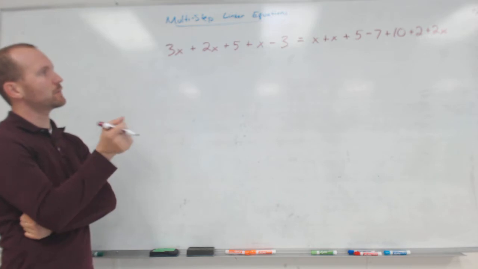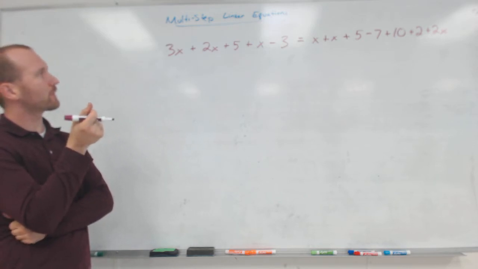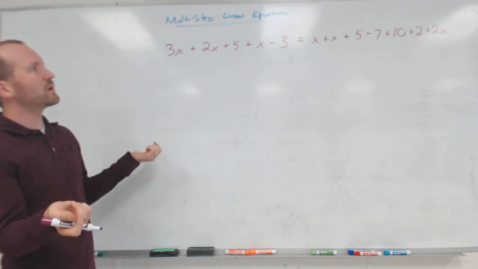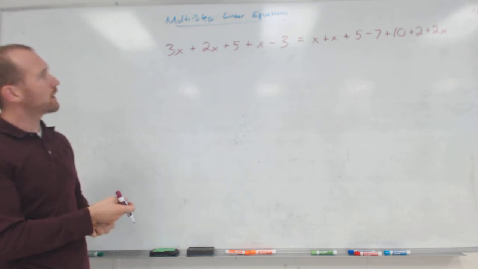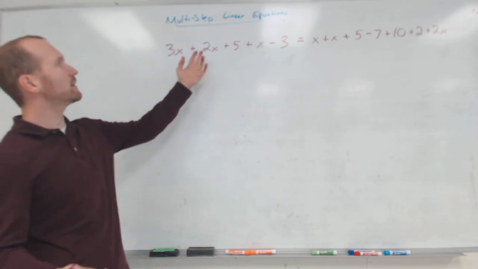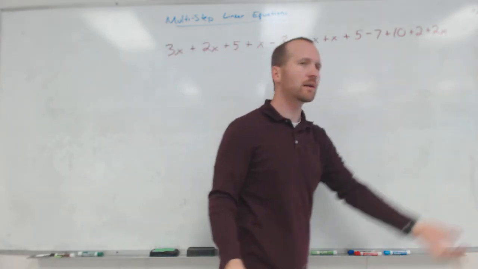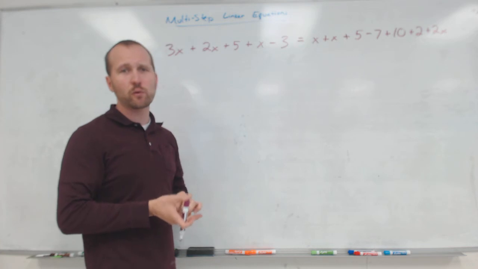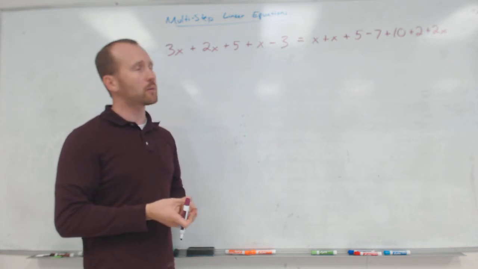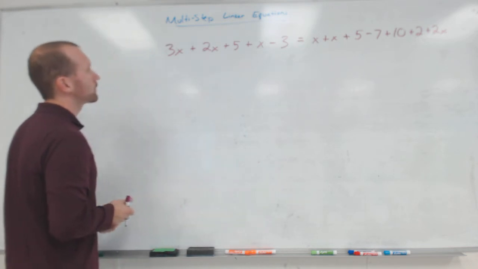What's wrong with this problem? I can't tell which side has the smaller number of x's at all. Right? Because there's x's here and here and here and here and here and here. So what do I need to do first? Yeah, we've got to combine our like terms before we try to get rid of those x's.